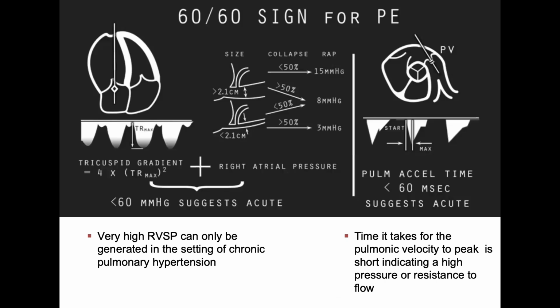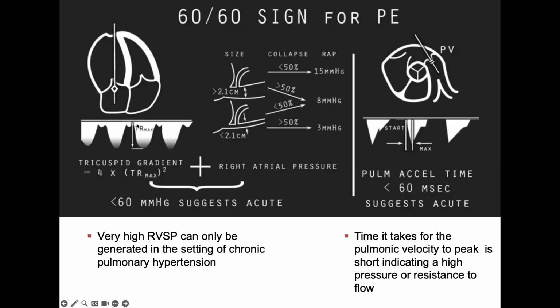So how are we going to calculate the 60-60 sign? If you remember, we talked a little bit about RVSP. Remember, RVSP is the same as PA pressure if there's no significant pulmonary outflow tract obstruction. And you can also go back and listen to the lecture on the IVC that will talk about this if you need more of a review.